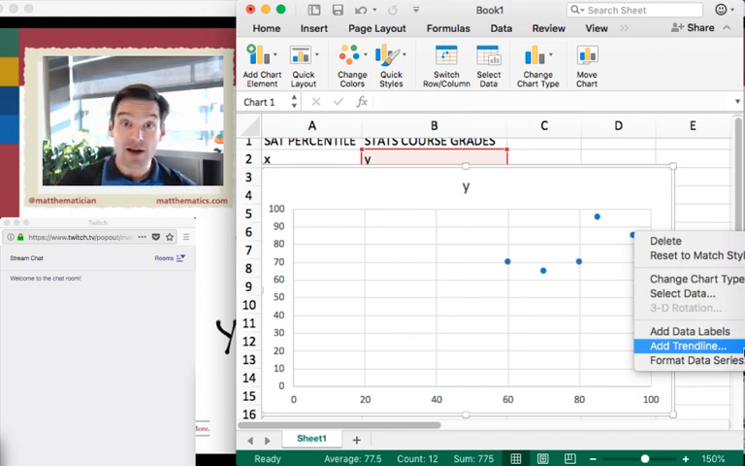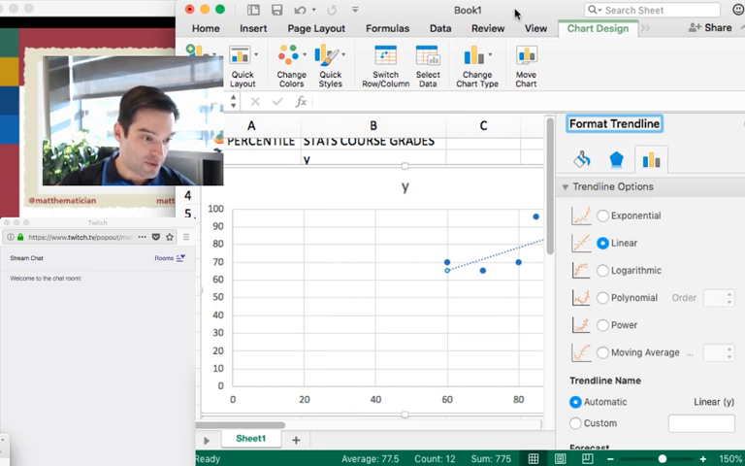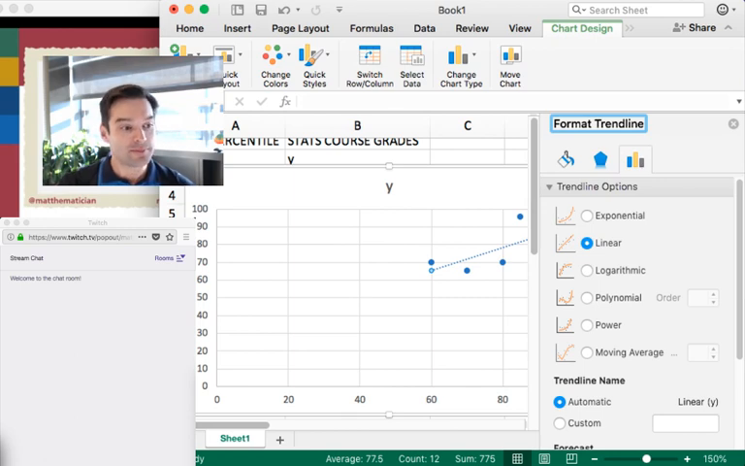So I'm just going to click to add a trend line. And Excel is going to give me some options for that trend line. Let me scoot this over a little bit so you can see all of them. First of all, it's giving me some options of different kinds of functions to fit to this data. Right now we're talking about linear functions, so I'm going to keep this clicked at linear. But if you wanted to use a different kind of model, you could do so.